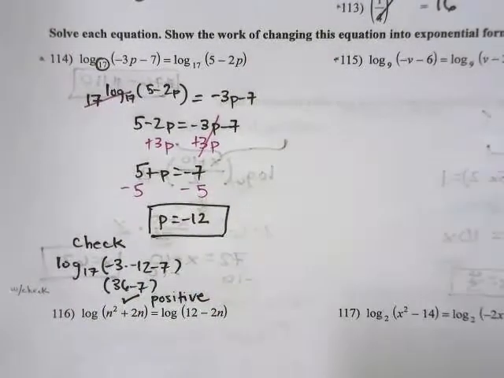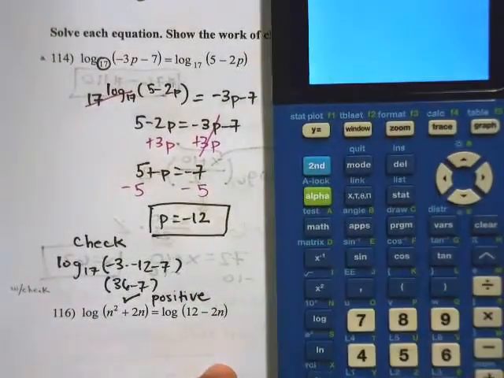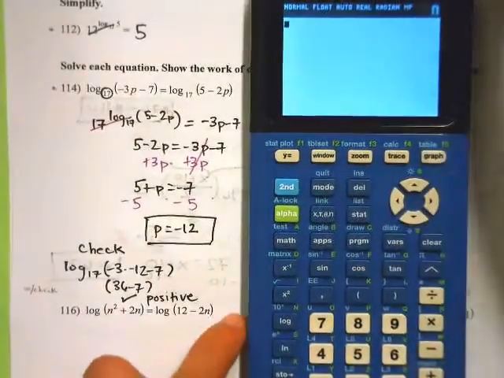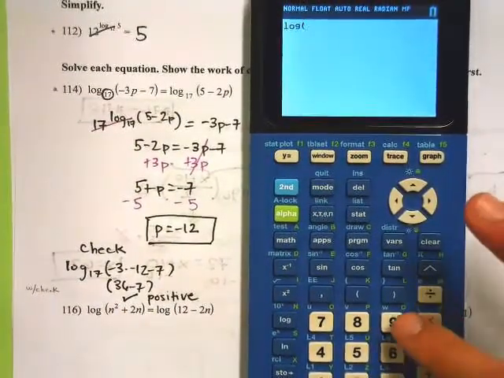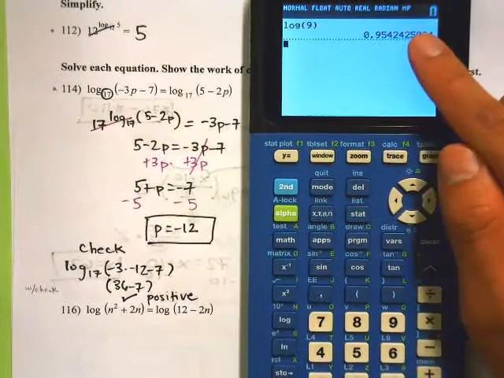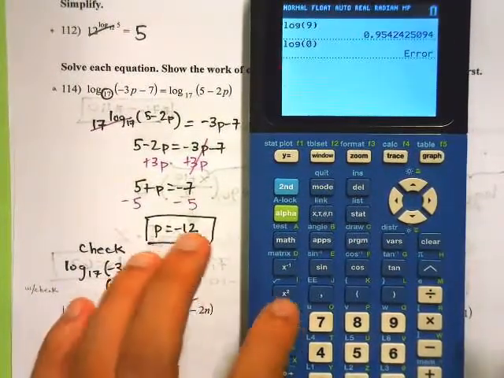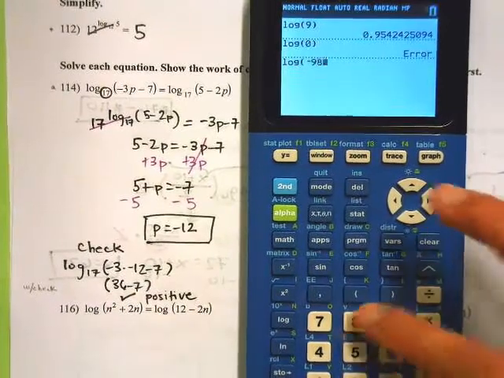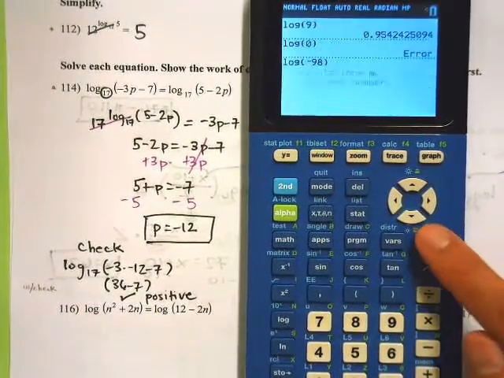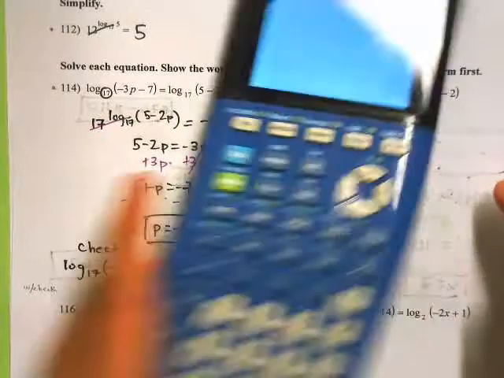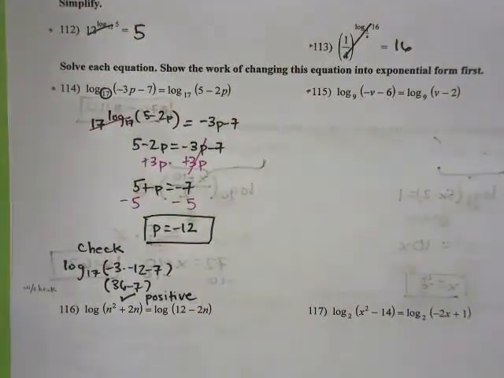Go ahead and check it out. That can work, but as soon as we have 0, that does not work. As soon as we have, say, negative 98, that's also an error. So we just need to have positive numbers inside the logarithm.